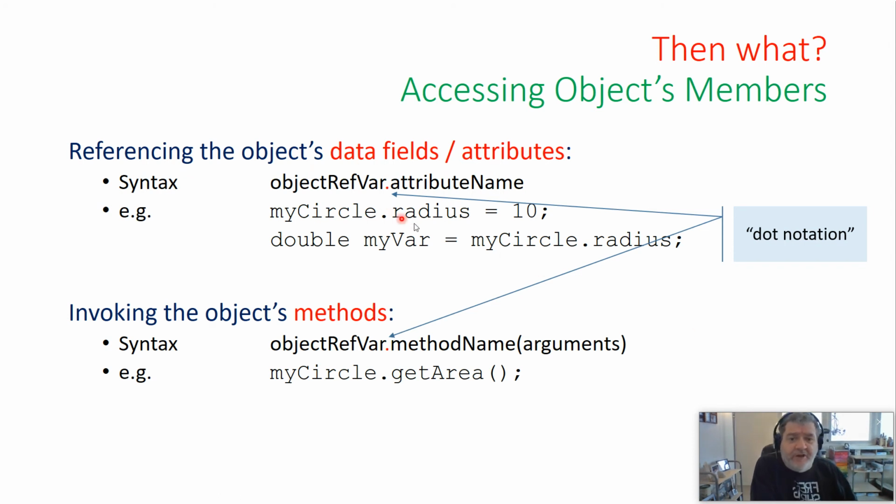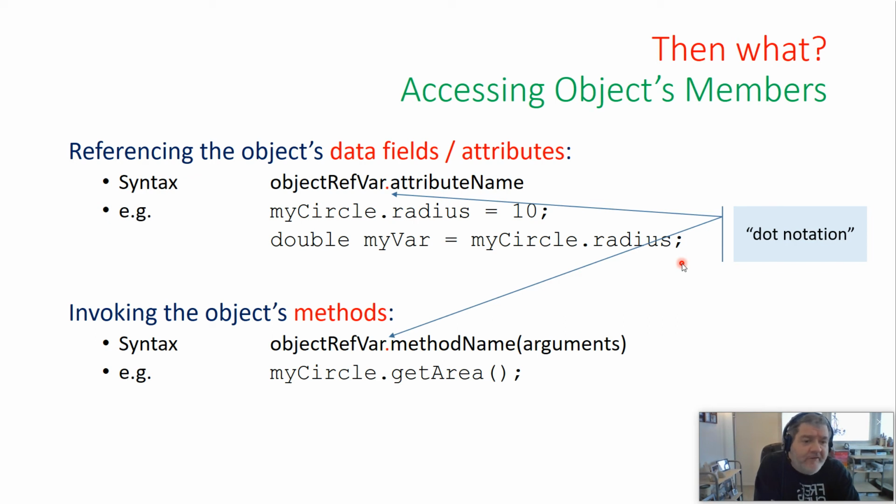So myCircle dot the name of an attribute, and you can assign a value, or you can use that value in an expression and assign the result elsewhere, or you can use that value in an expression and pass it as an argument to a method. Everywhere you can use variables, you can use the attributes of an object. The only thing you have to remember is to access the attribute of a specific object, you have to write myCircle, or the name of the reference variable that refers to that object, dot the name of the attribute, and then you're good to go.